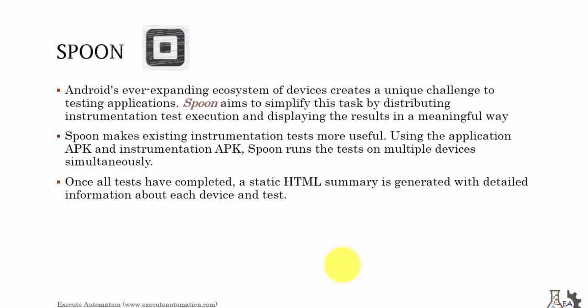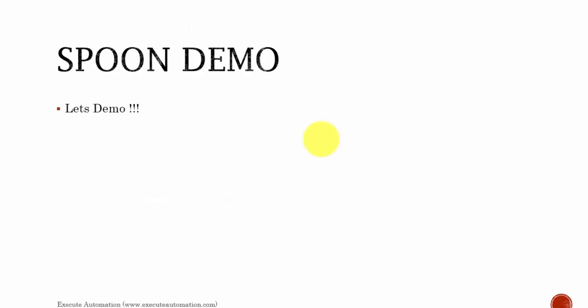Spoon runs these tests on multiple devices simultaneously. Meaning we are going to run a distributed test using Spoon, and also use the same test case which we already wrote, but adding a few lines of code, and we're going to generate a static HTML summary using the Spoon test runner. I will talk more about the Spoon test runner and the Spoon client library in a few minutes. So let's start a demo and I will show you how it looks.